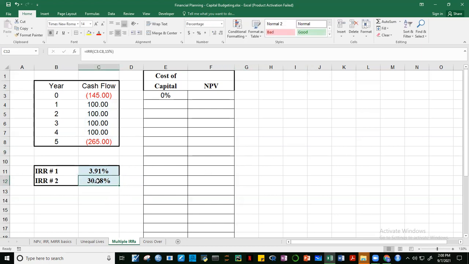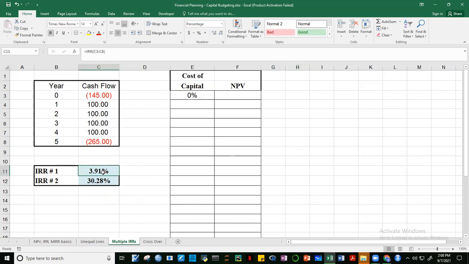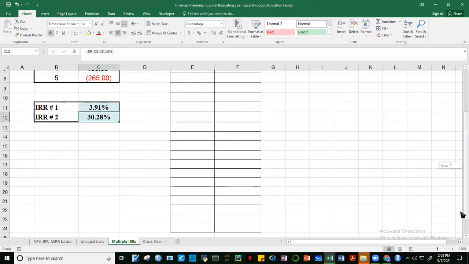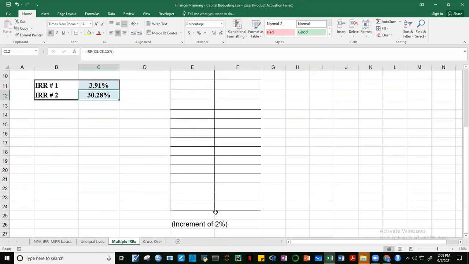So 15%, pero ang sinabi sa atin, it's not 15%, it's 30.28%. Okay, so that's the IRR, guys. Take note, dalawa siya, no? Isang 3.91, isang 30.28. And that happens when we have multiple IRRs, cash flows that are extraordinary.